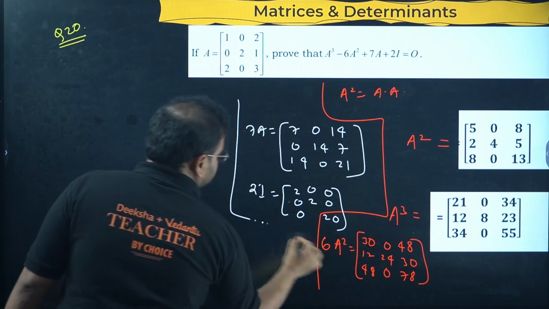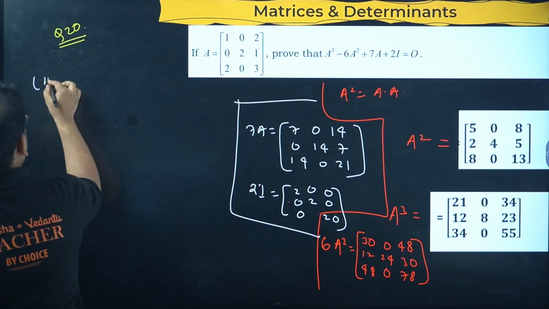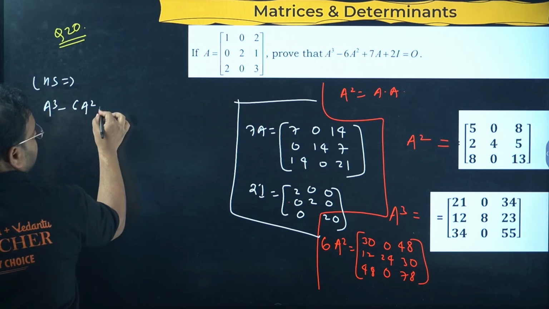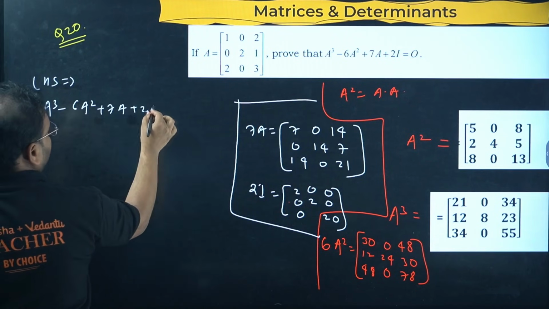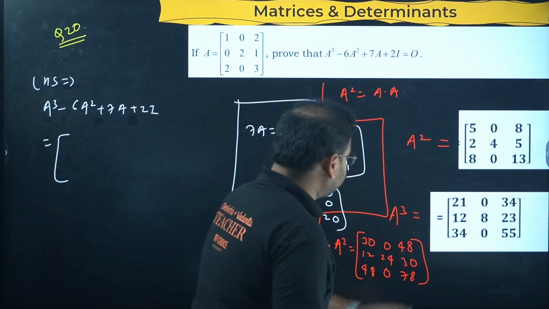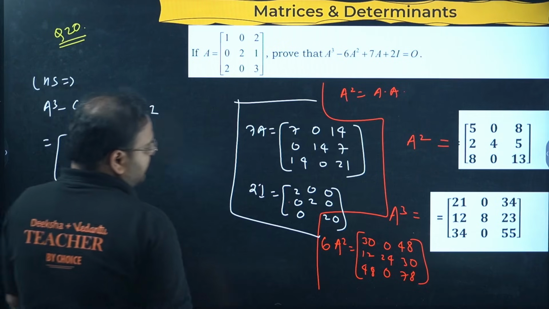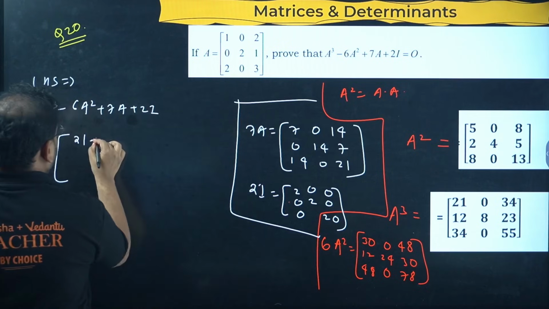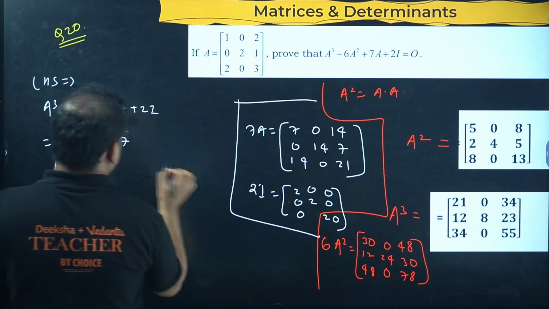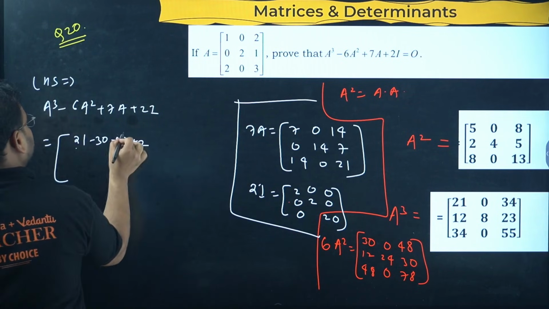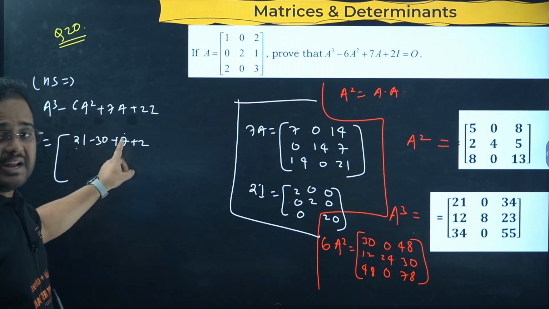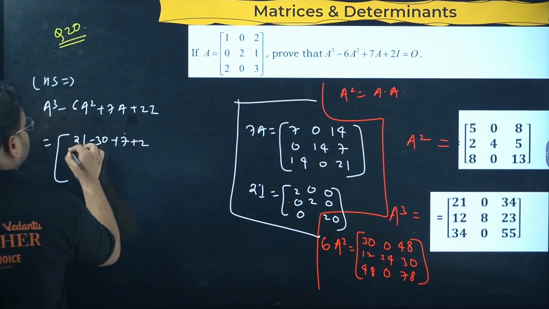What are they saying? Take LHS now. LHS value is what? A cube minus 6a square plus 7a and 2i. Let's check over here. I'll write for the first term. A cube is 21 minus 30 plus 7 and plus 2. Check here. 21 plus 7 is 28 plus 2 is 30. Minus 30 will be 0.